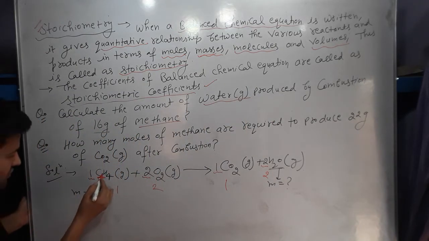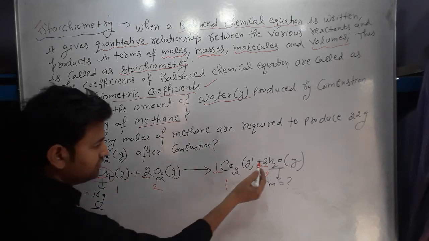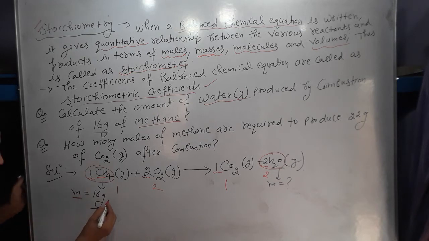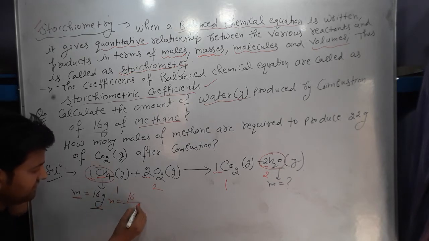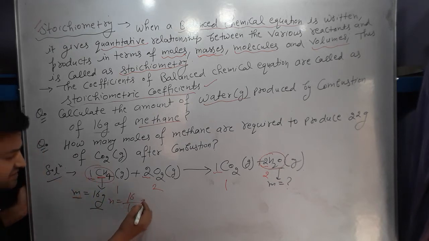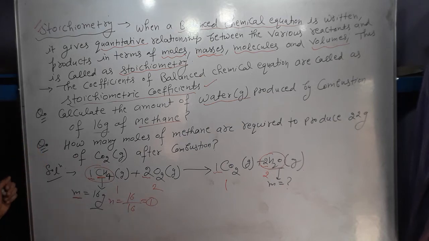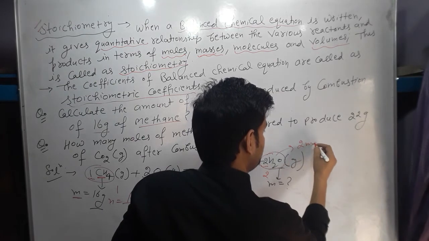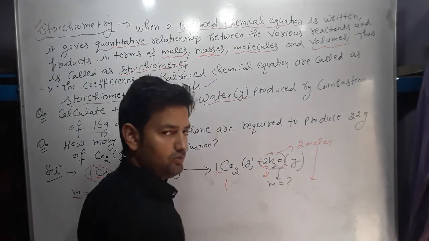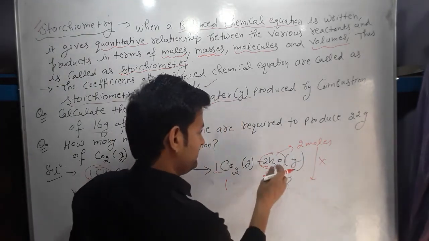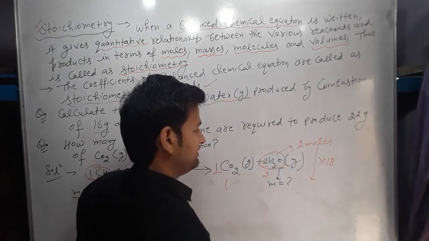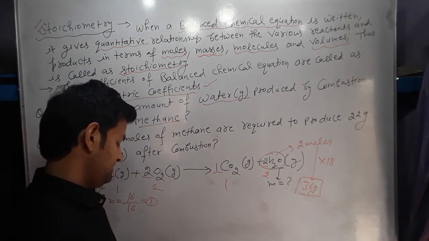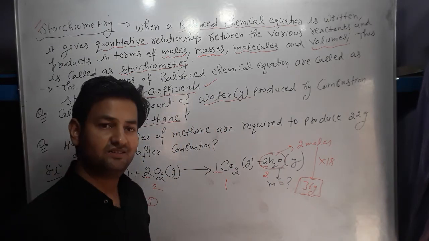So 1 mole of methane will produce 2 moles of water. So we have to calculate the number of moles in 16 gram. The molar mass of methane is 16, so the number of moles is 1. And 1 mole produces 2 moles, so the number of moles of water produced is 2. Now we can calculate mass. The molar mass of water is 18, so the mass is 36 gram. We can easily find out that the mass produced will be 36 gram.